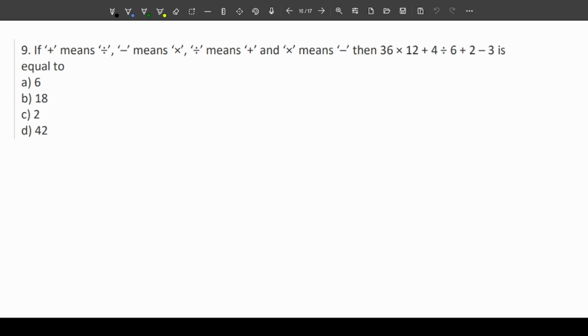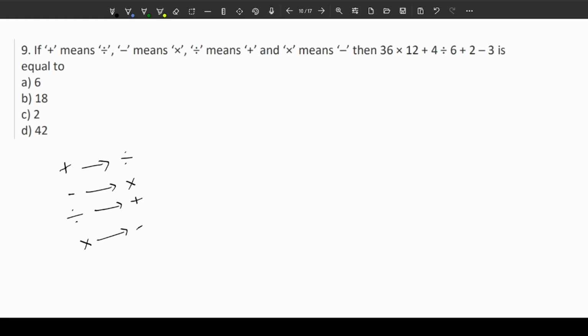Let's jump into the next question of the JIPMAT 2021 question paper. As you can see, if plus means division, minus means x, division means plus and x means minus, then what is 36 into 12 plus 4 divided by 6 plus 2 minus 3, right? To solve this, let's understand the given. Now, 36 into 12 plus 4 divided by 6 plus 2 minus 3.